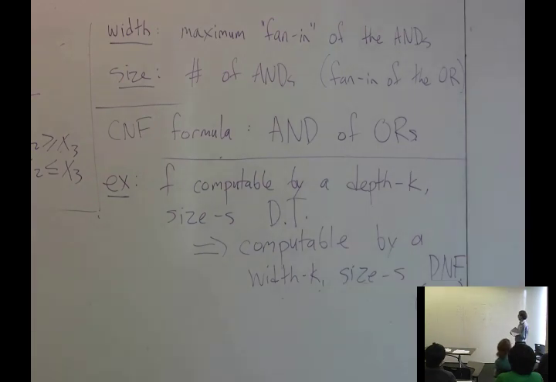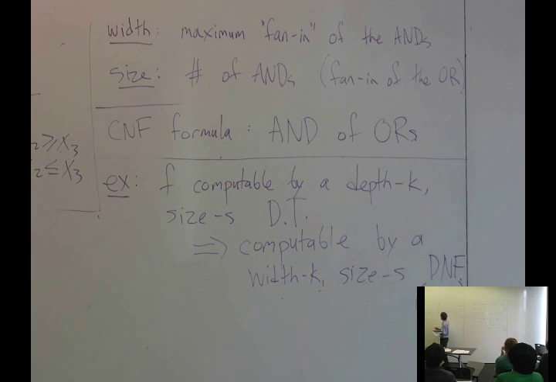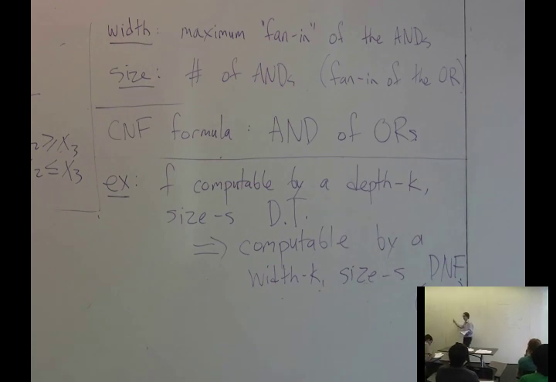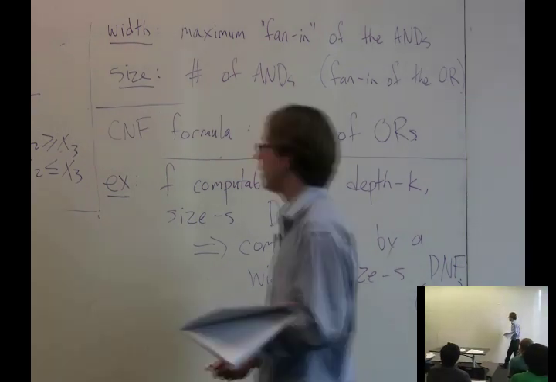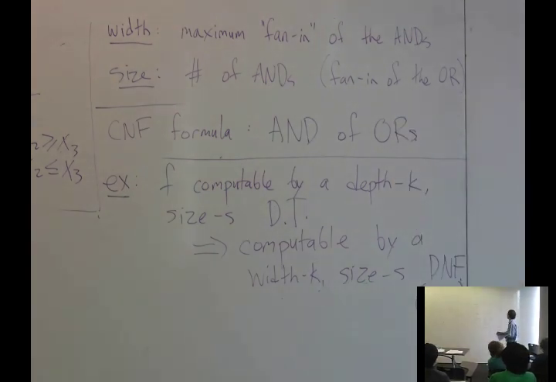There are things computable by small decision trees or small DNFs that require large decision trees. For example, if you just look at the AND of all the n variables, that's computable by just like an OR of one AND. So that has a DNF of size 1, but a decision tree for AND is going to have at least n leaves. So DNFs are more powerful than decision trees.